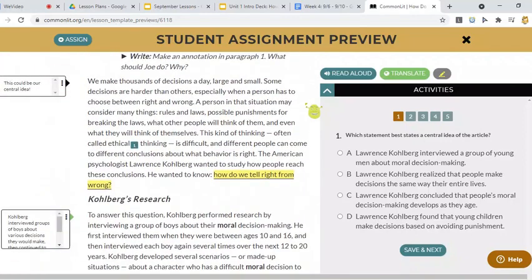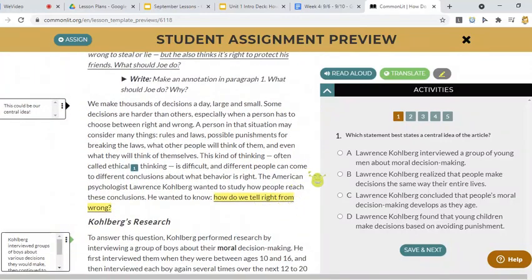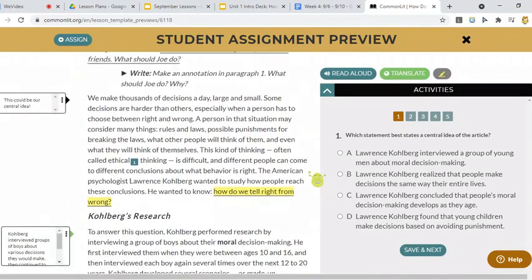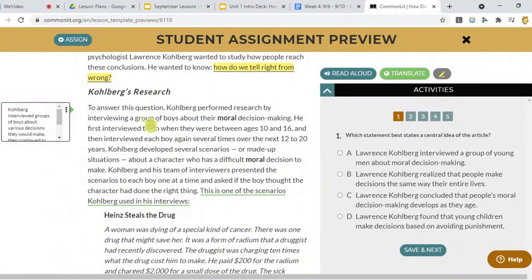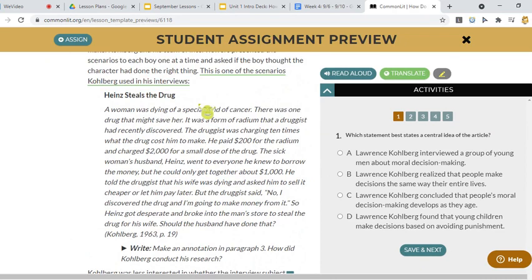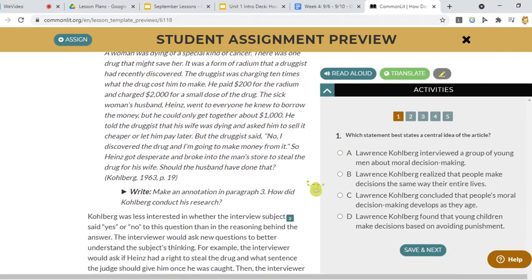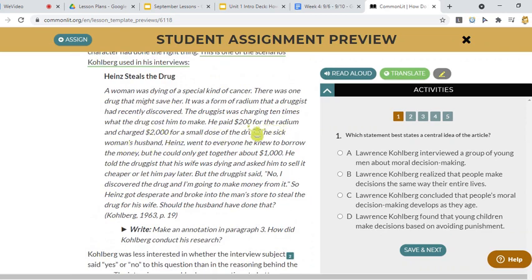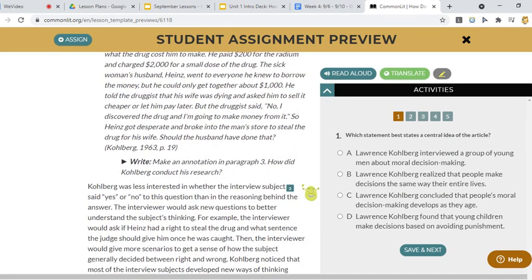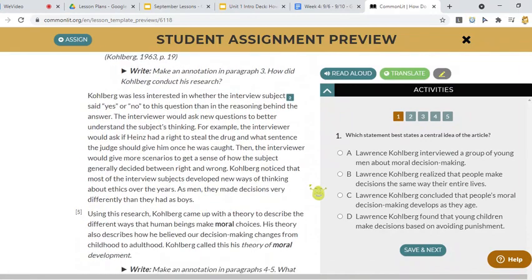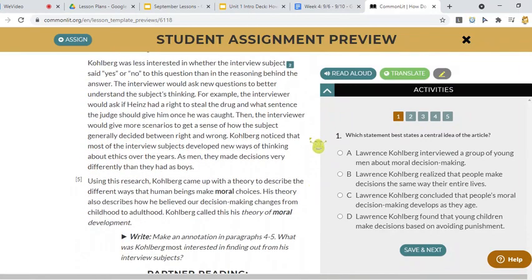We made some notes, right? We looked at our central idea: how do we tell right from wrong in this article? And we summarized what his research was about. This Kohlberg guy researched groups of boys, asking what decisions they would make, and then continued to interview them for the next 12 to 20 years. Then we had the scenario about a guy who stole a drug so that his wife could live, because the drug cost $2,000 and only cost $200 to make. Like a Robin Hood sort of thing. Anyway, we left off right here.